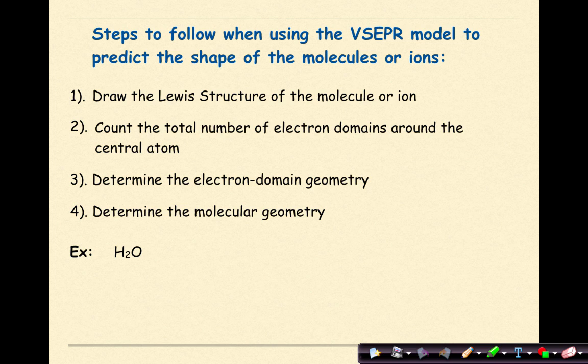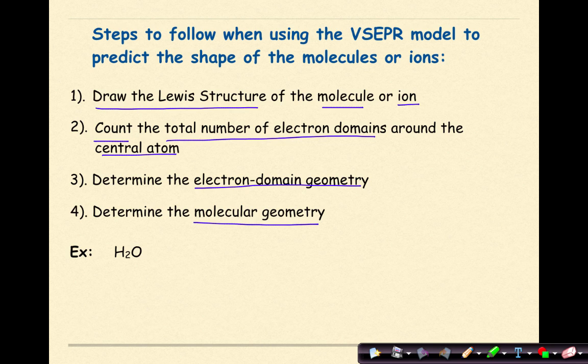Steps to follow when using the VSEPR model to predict the shape of molecules or ions. Draw the Lewis structure of the molecule or ion. Count the total number of electron domains around the central atom. Determine the electron domain geometry. Determine the molecular geometry. The example here, of course, is water.